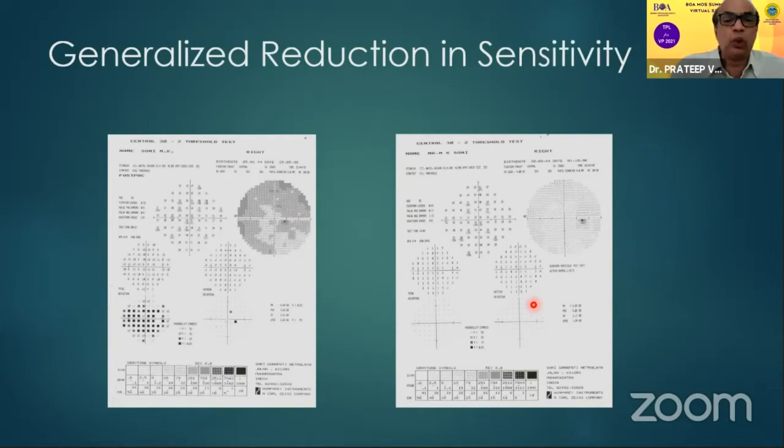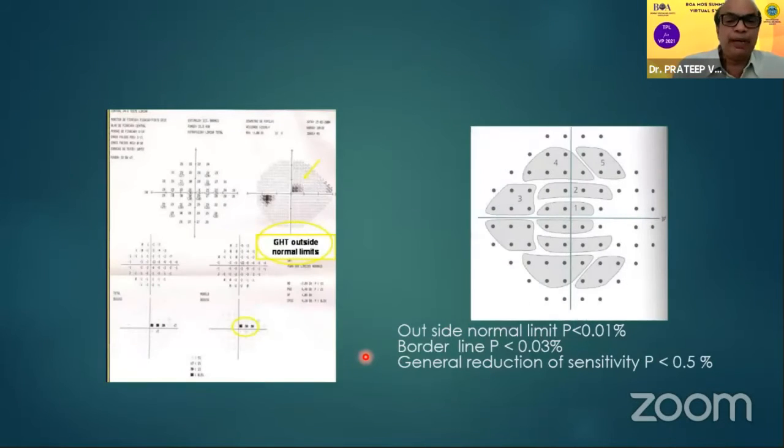So why is it so? You have to use your brain, because this was because of the media opacity, and the patient has a cataract. You can see over here, all the pattern deviation was clean. Because of the media opacity, there was a generalized reduction in sensitivity. And once you performed the cataract surgery and did the perimetry, everything is gone. So when you look at the perimetry, yes, you want food which is ready to eat, but still you have to use your brain.